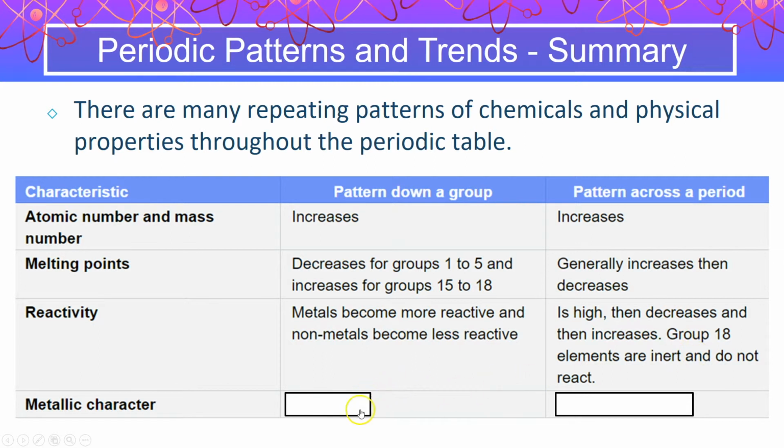In terms of metallic character, if you're going down a group, generally it increases, and as you're going across a period, it decreases. So those are the patterns that we see in the periodic table, which is pretty cool. And it's not all of them, like I was saying, it's just a snapshot of some of the key ones that we do see.